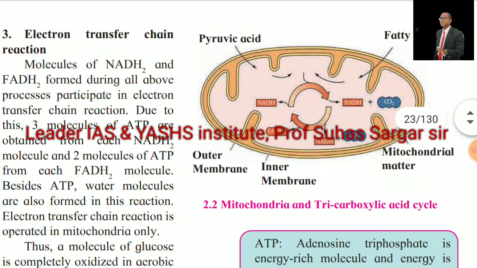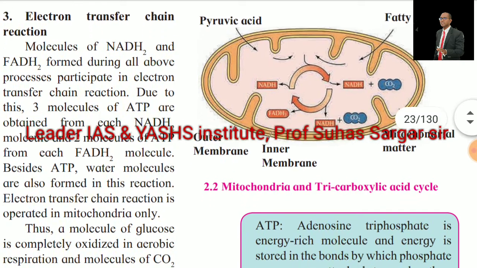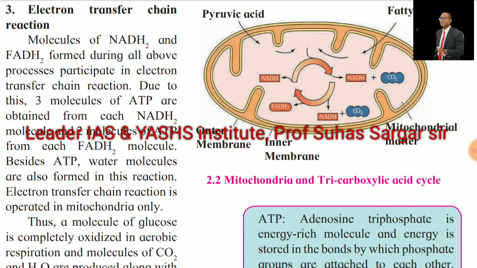Third, the electron transfer chain reaction. Molecules of NADH2 and FADH2 formed during all the above processes participate in the electron transfer chain. Due to this, three molecules of ATP are obtained from each NADH2 molecule and two molecules of ATP from each FADH2 molecule. See the pictures of the mitochondria and the tricarboxylic acid cycle.